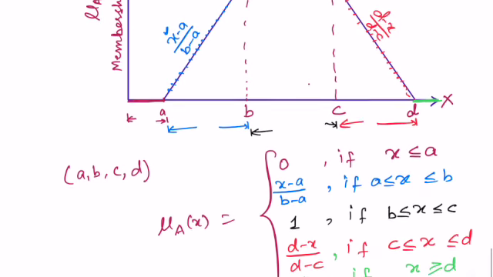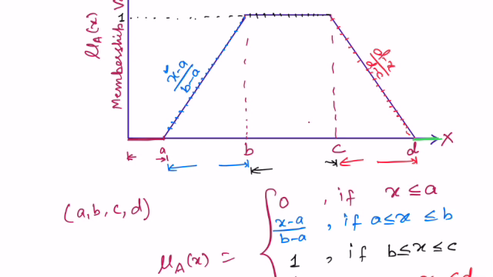So this is a triangular fuzzy set. We wrote the membership values and we represented it graphically also. So this is a triangular fuzzy set.